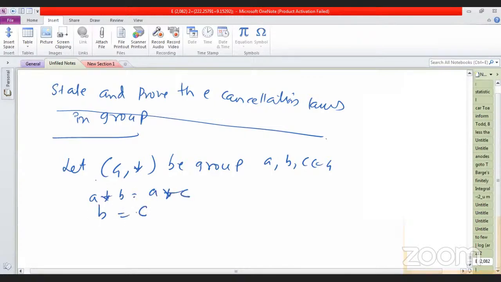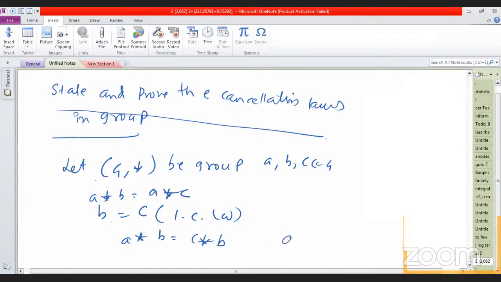So we can write it or not? You can write it, sir. What is the law? Is it left cancellation law or right cancellation law? Left cancellation, because the a is on the left. Now I am writing: this is the left cancellation law, LCL. Now a star b is equal to c star b.